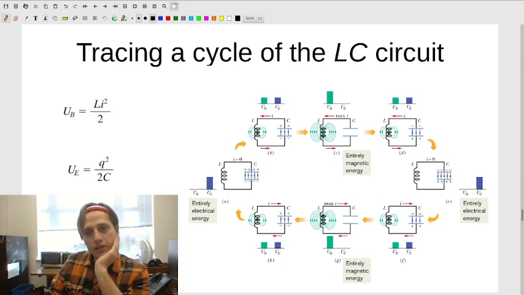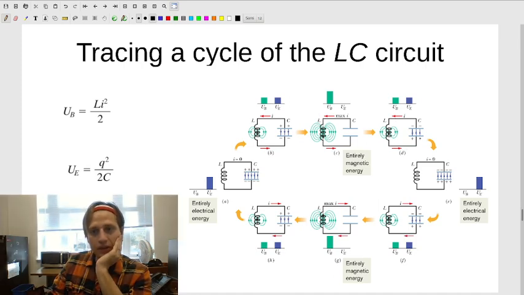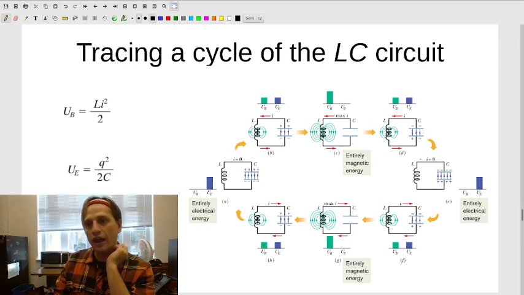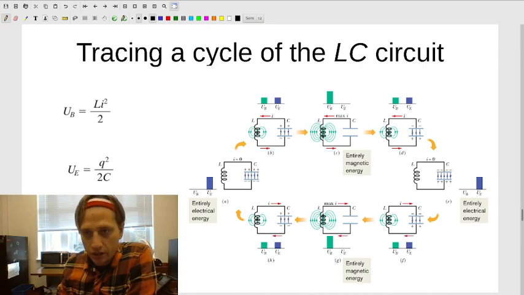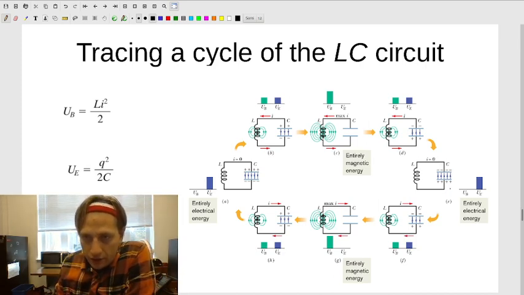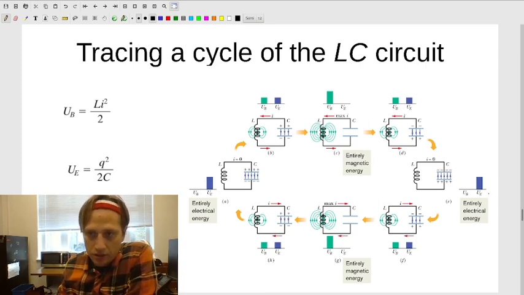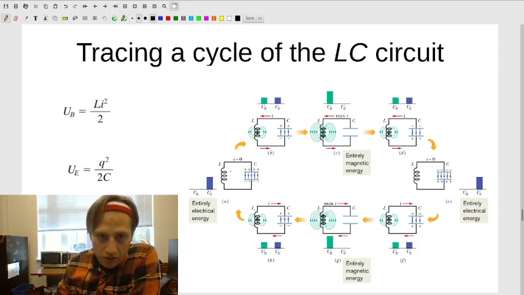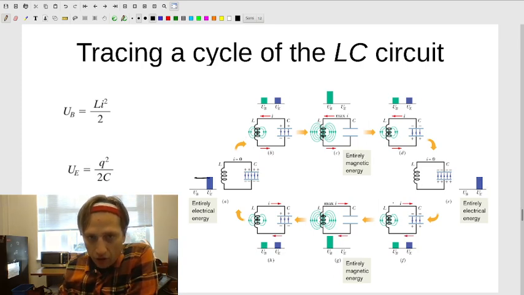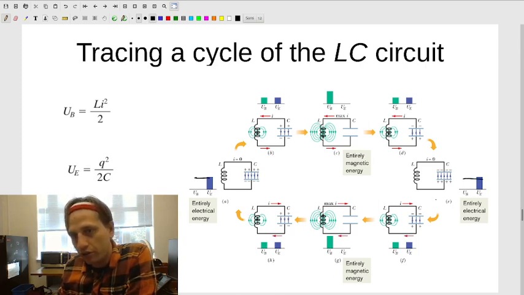And so it continues to keep that current flowing, but as this happens, it starts to charge the capacitor the other way. So now we have a plus on the bottom and a minus on the top. And that causes the capacitor now to have some stored energy. In fact, the energy from the system gets dumped into the capacitor to such a point that it eventually will have all of the electrical energy. Now, what's interesting is that going from the capacitor having all the electrical energy to the capacitor having all the electrical energy again is not one full cycle through the circle.